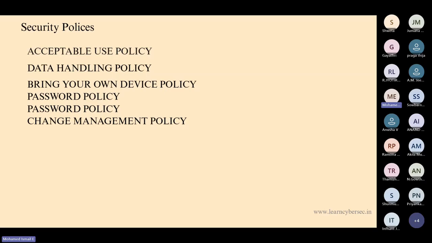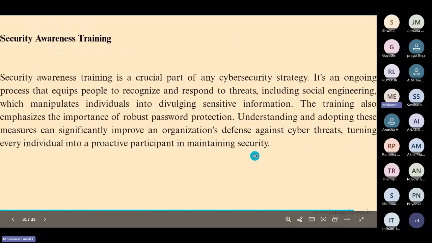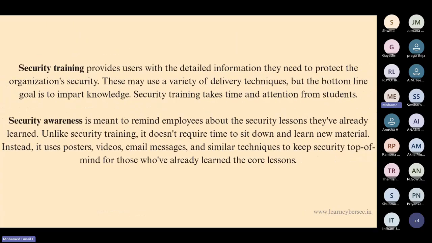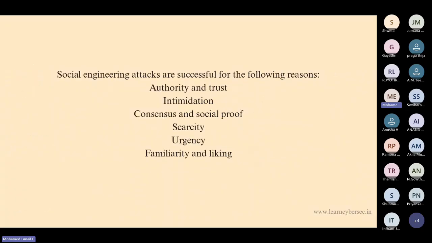So from a certified cybersecurity exam perspective, you no need to go deeper. You just need to understand each policy, what it does. That is more than enough. So next, security awareness training. Before we go to training, let's talk about social engineering, and then we'll talk about the training, because social engineering happens first. Training may help to mitigate those social engineering attacks.